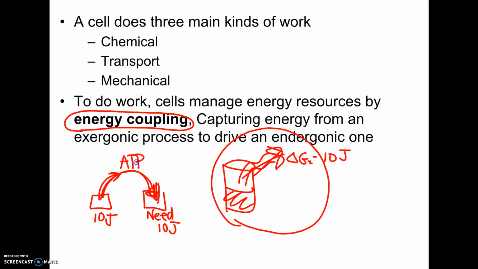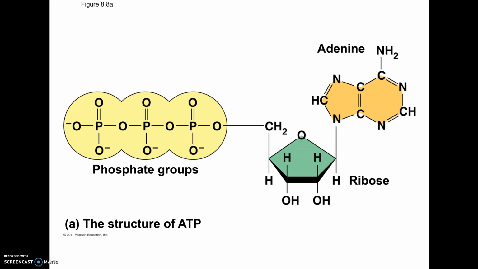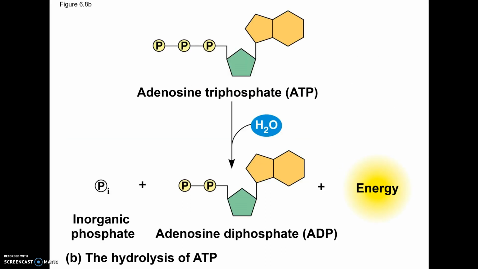And the molecule that does that for a cell is ATP. That's what ATP actually does. It's an energy carrier, and it carries energy from an exergonic reaction. It captures it and carries it over to a reaction that needs it, rather than you just releasing that energy. So most energy coupling, like I said, is mediated by ATP. So this is a picture of ATP. Sometimes we draw the phosphates this way, and when ATP breaks, if you recall from our previous chapter, it forms ADP, and it releases the phosphate.